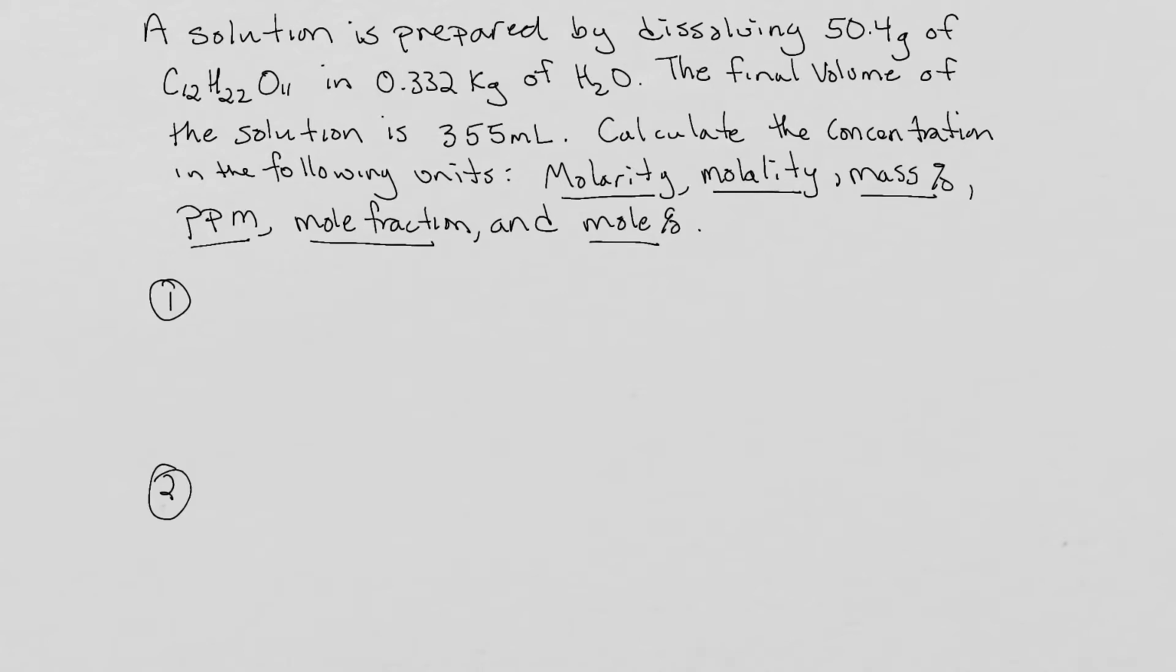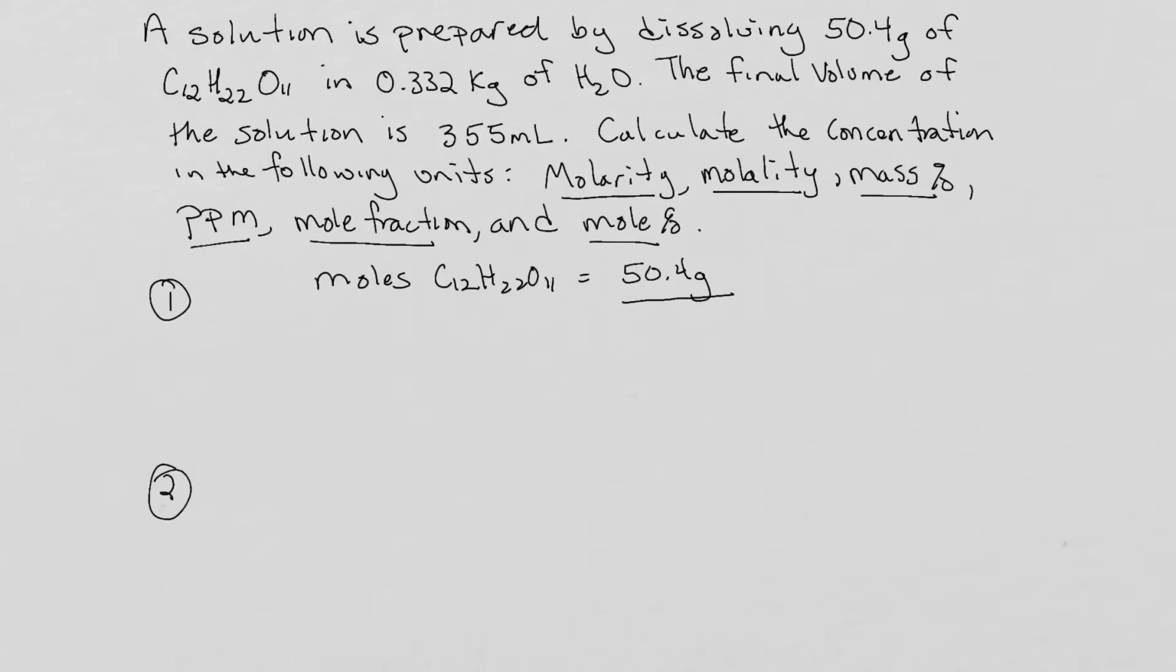Now, what do those two units have in common? Well, the top of our concentration units is moles. So the first thing I'm going to do is figure out how many moles of C12H22O11 we have, because we're going to need that for both of them. So let's see. Moles C12H22O11 equals 50.4 grams. That's how much I have, divided by the molar mass.